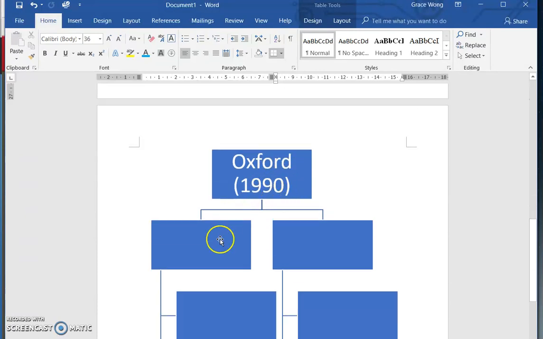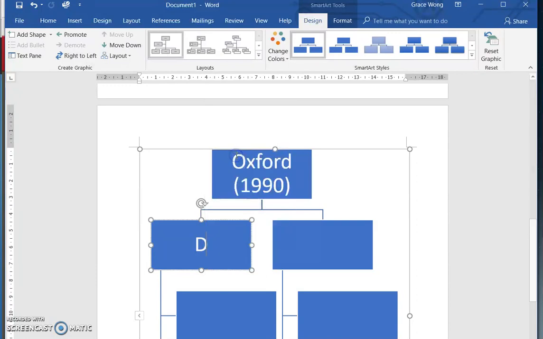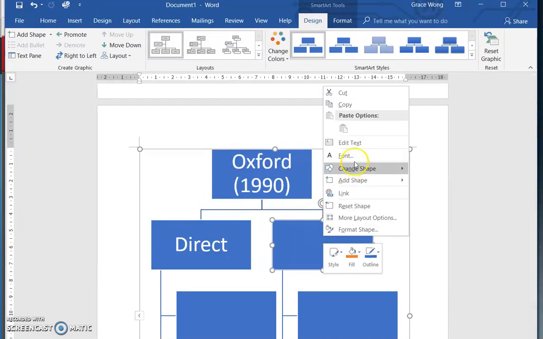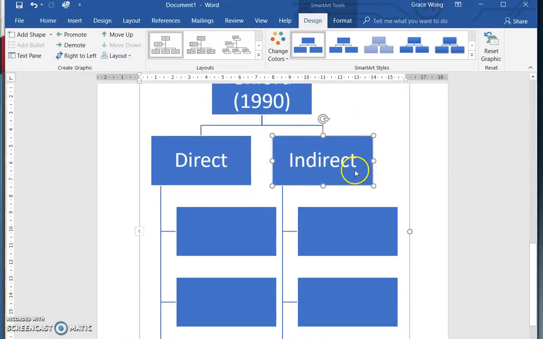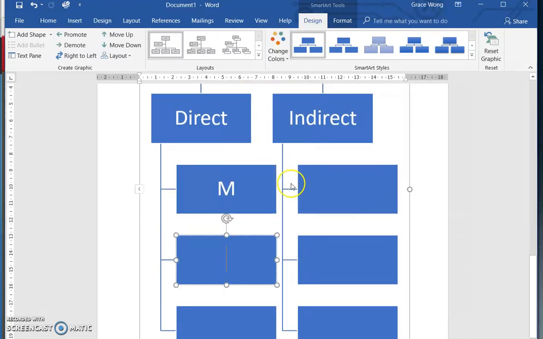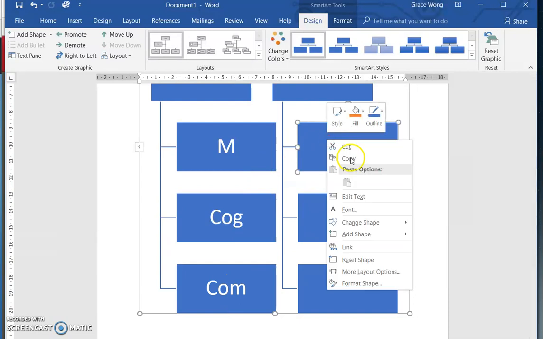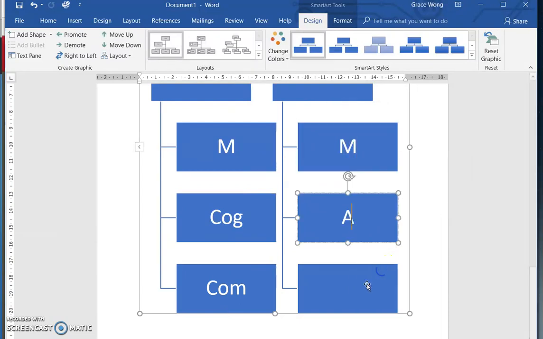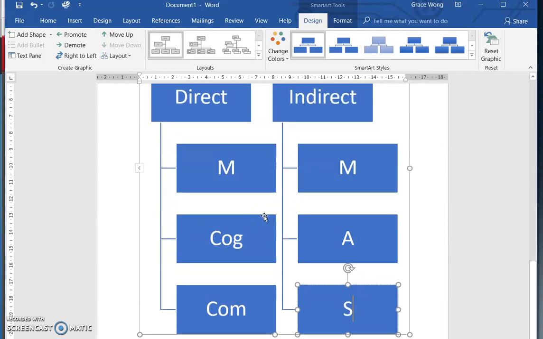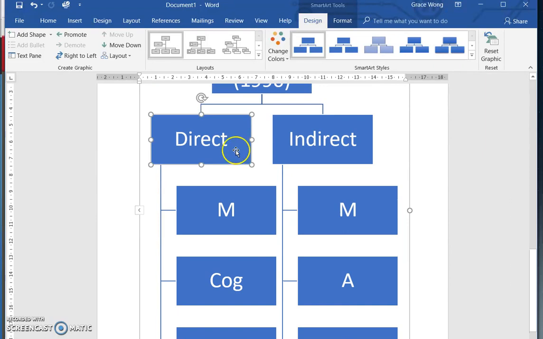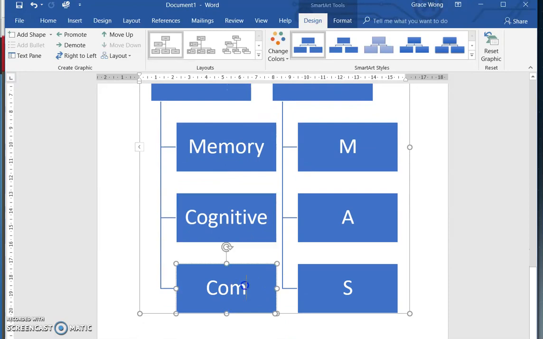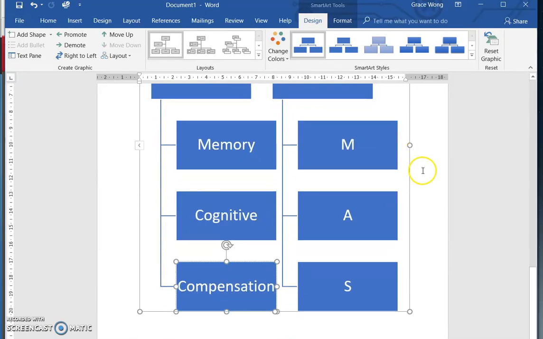So under Oxford, we have direct and we have indirect. And under direct, let me recall, we have Mary, corgi, and then call me, use, MAS. So now I will try to remember the meaning of direct. Direct is about brain. We use our brain to memorize. We use our brain to do cognitive thinking. We use our brain to compensate. So compensation strategies. How about indirect?